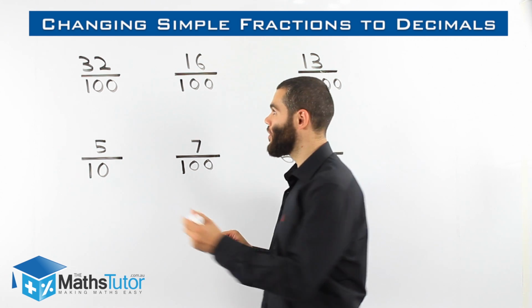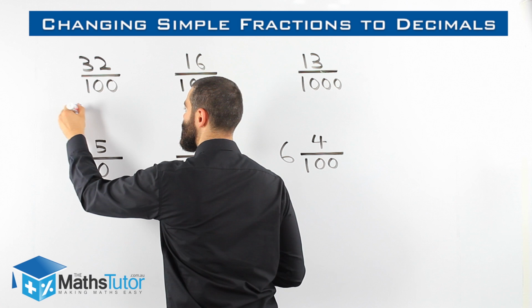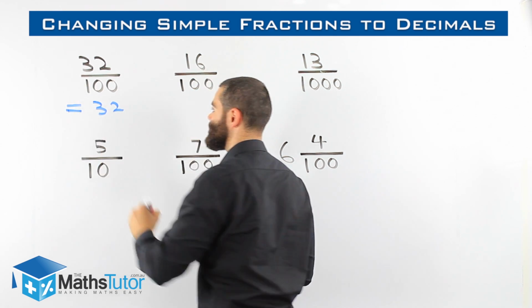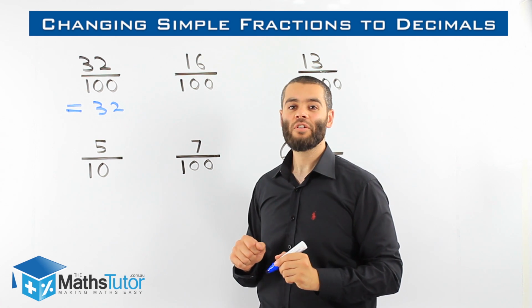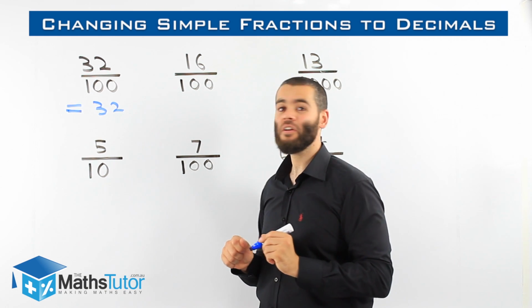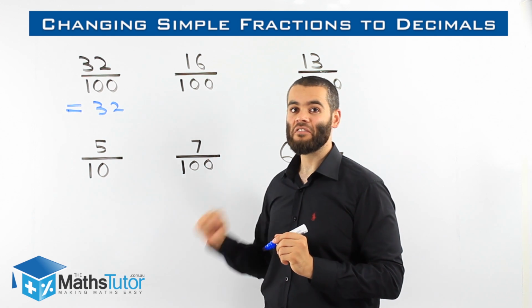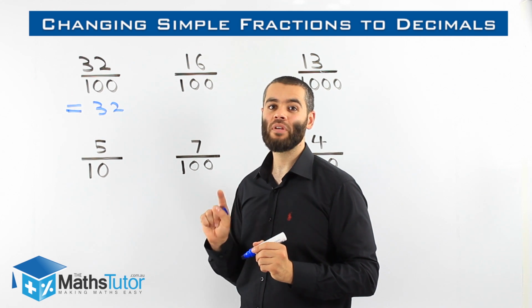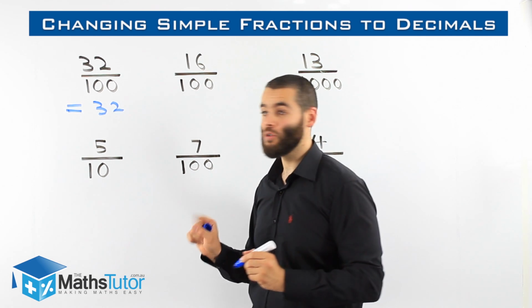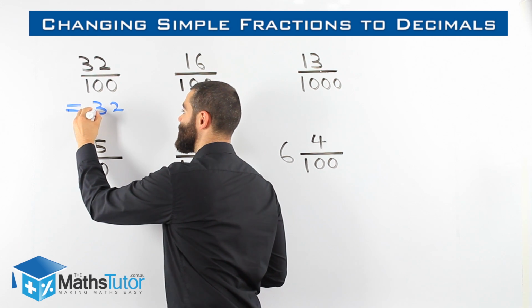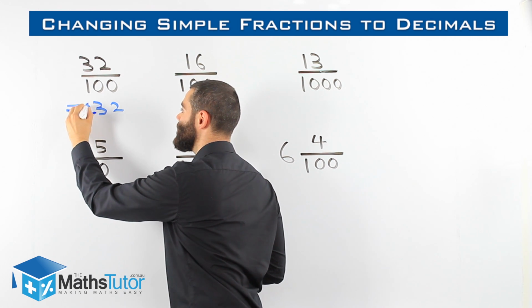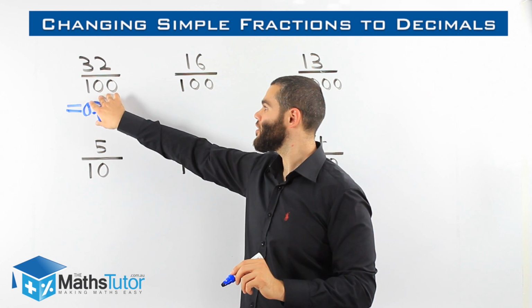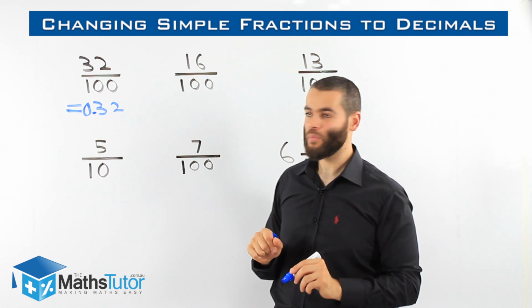Very easy. We write the number, and we ask ourselves how many zeros are on the bottom. In this case here, we have 2 zeros, which means 2 numbers have to be behind the point. 2 numbers behind the point, which means the point's going to be here. We have our 2 numbers, and we put our 0 there. 0.32. 2 zeros, 2 numbers behind the point.